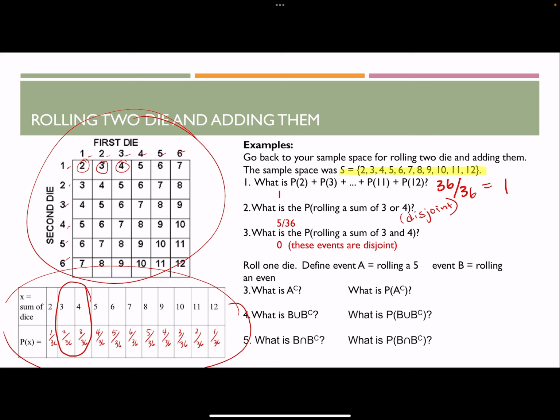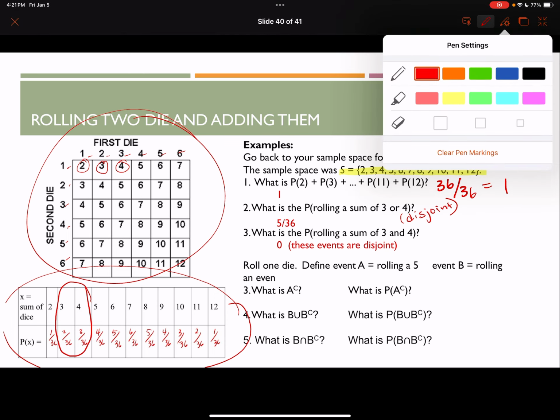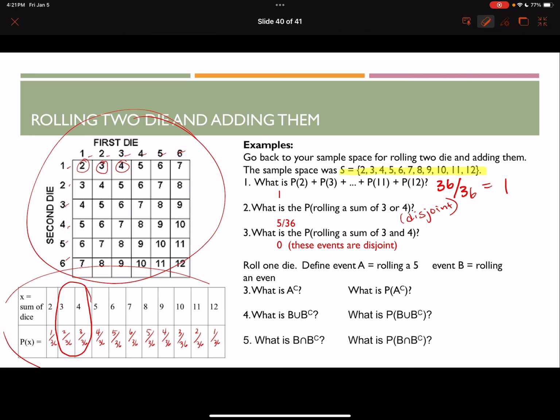Okay, so now forget this example for a second. Think about rolling 1 die. Let's define event A as rolling a 5 and define event B as rolling an even number. What's A complement? So not A. Remember, A complement. This thing means A complement. So if I just say, what is A complement? I want you to list what are those possible outcomes. 1, 2, 3, 4, or 6. That would be rolling a 1, 2, 3, 4, or 6.